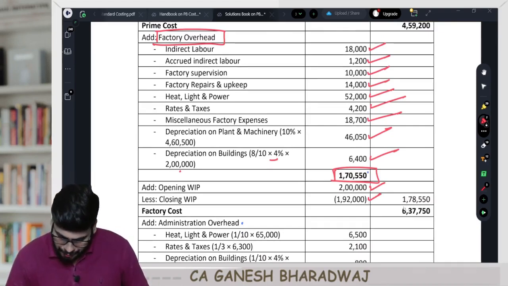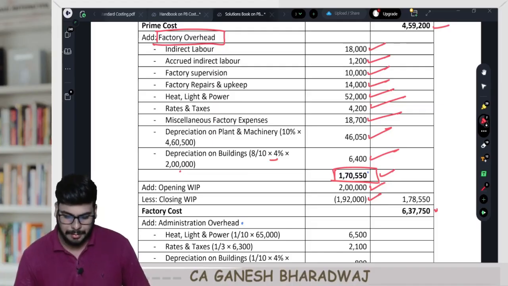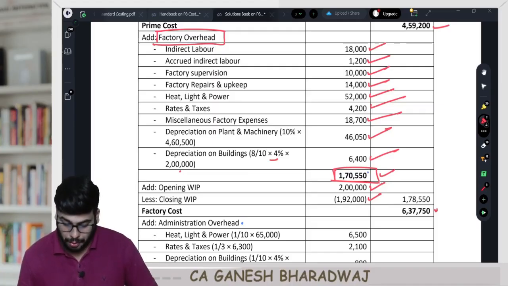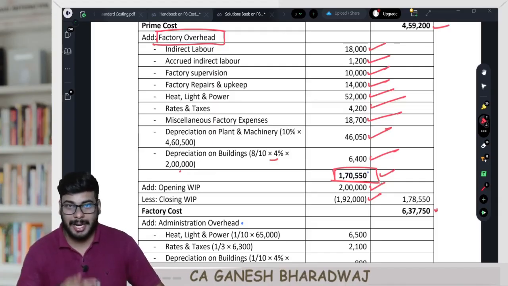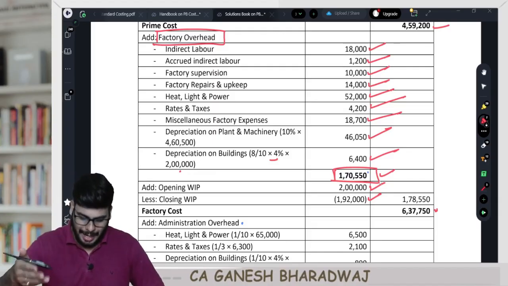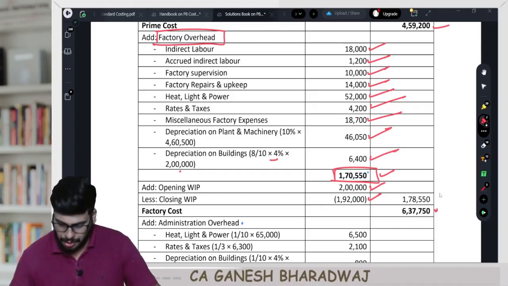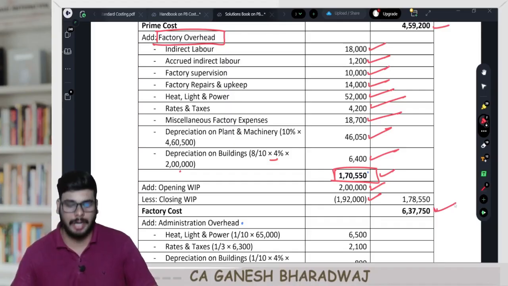So now whatever figure you get, that's going to be your prime cost plus your POH, right? Prime cost plus your factory overheads. That's going to be your entire works cost. On that, what do you get? Your adjustment for your opening and closing WIP. Technically, this is called adjusted factory cost. That is the figure here. Are you clear with this?